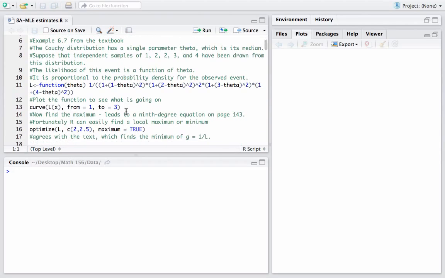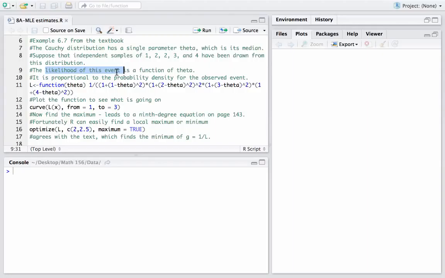I'm going to start out by examining an example from the textbook. So the Cauchy distribution with a single parameter, which we're calling theta. It's the central parameter. It's basically the median of the distribution. Suppose that we have some Cauchy distribution and we don't know the value of theta, but we have 5 samples: 1, 2, 2, 3, and 4. We can ask, for any given value of theta, what is the likelihood of observing this data?